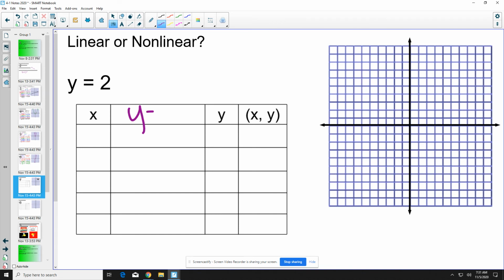All right, now that you're done, in the second column, put y equals 2. What y equals 2 means is your y value is always 2. So in that column that says y, put all 2's there. X can be any number. So let's just do -2, -1, 0, 1, 2.